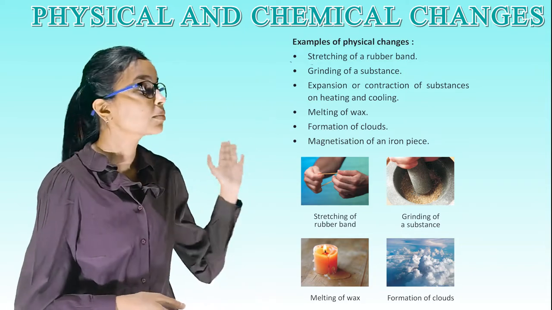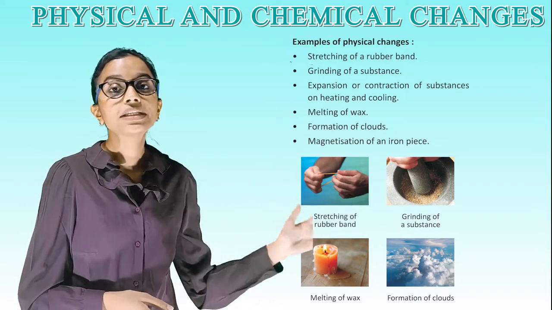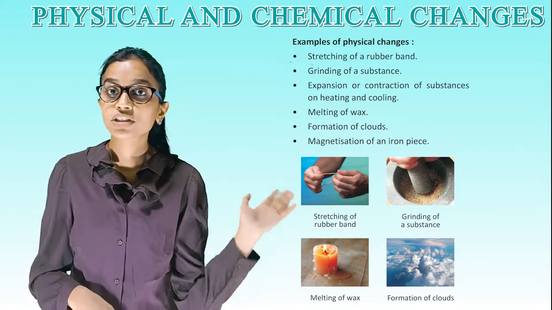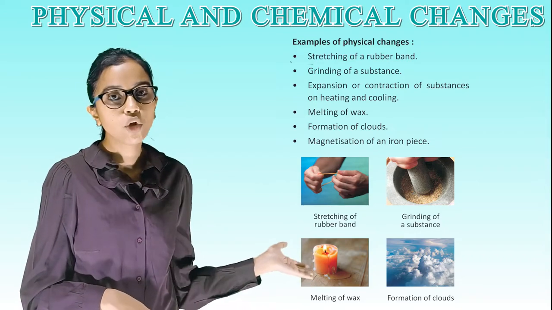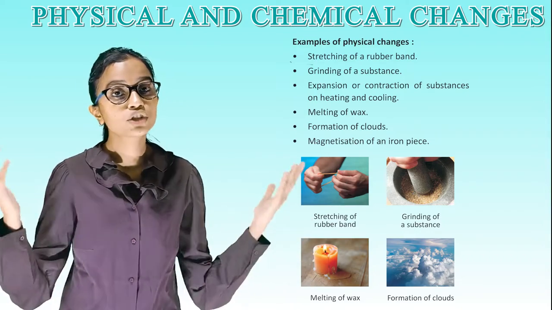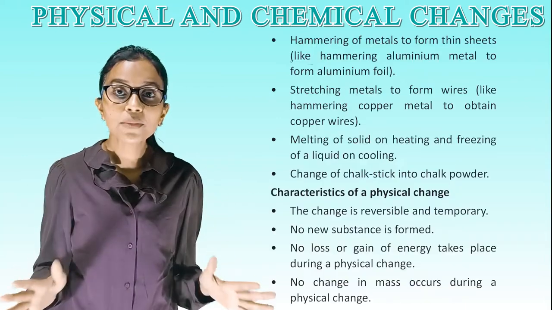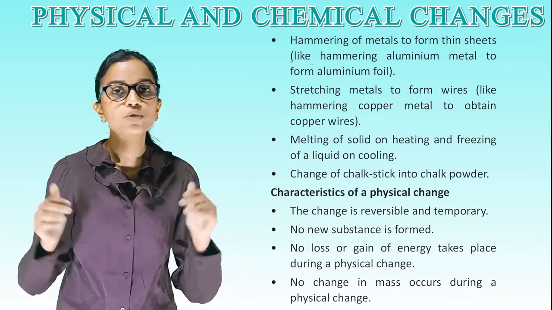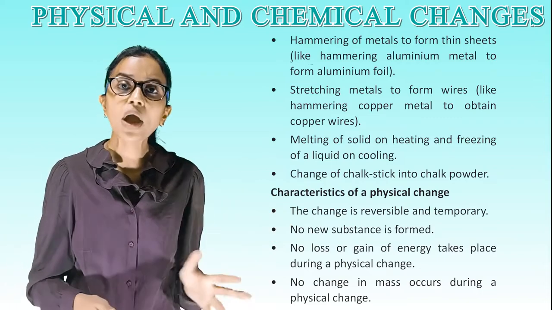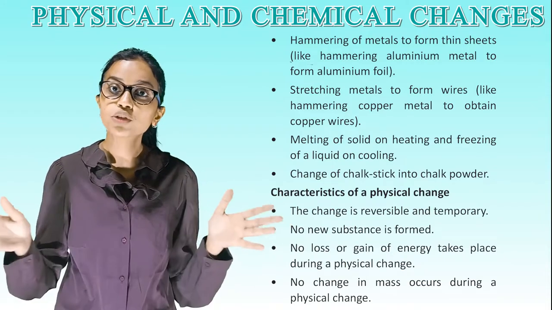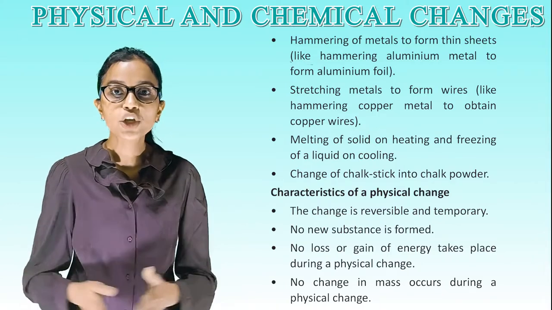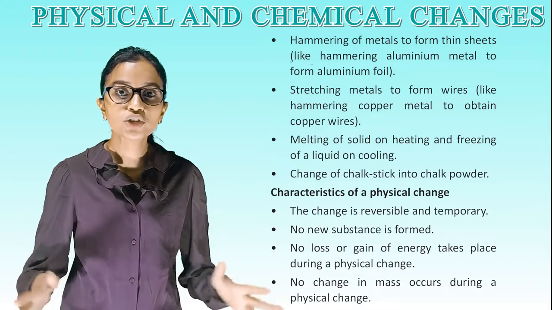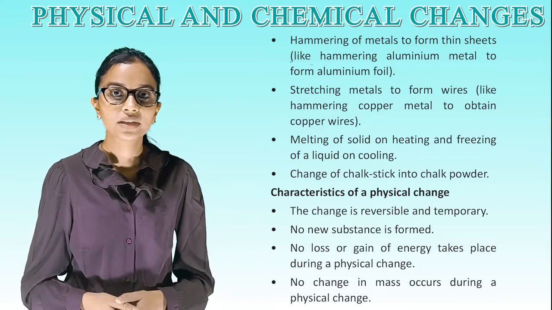So children, these are the pictures in which all these examples are given, like stretching of rubber band, grinding of a substance, sugar dissolved in water, melting of wax, formation of clouds and many more. Hammering of metals to form sheets, like hammering aluminium metal to form aluminium foil. Stretching metals to form wires, like drawing copper metal to obtain copper wires. Melting of solid on heating and freezing of a liquid on cooling. Change of chalk stick into chalk powder.